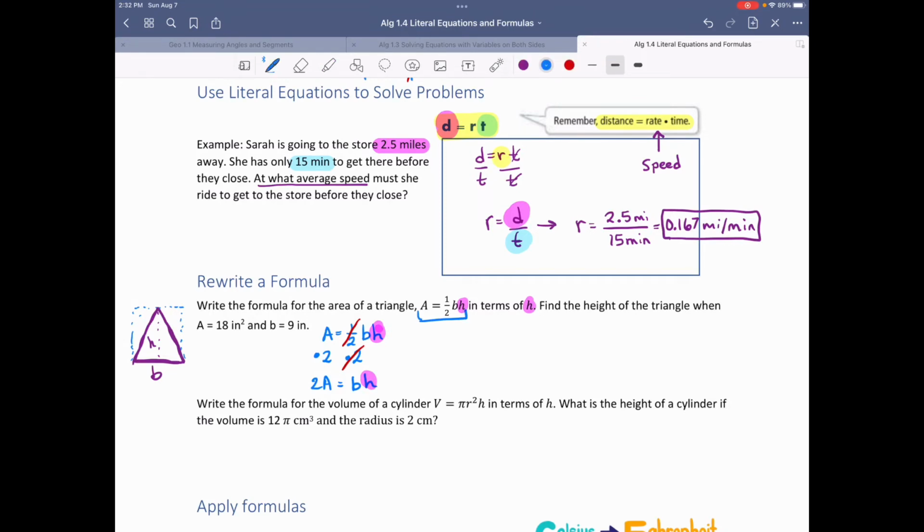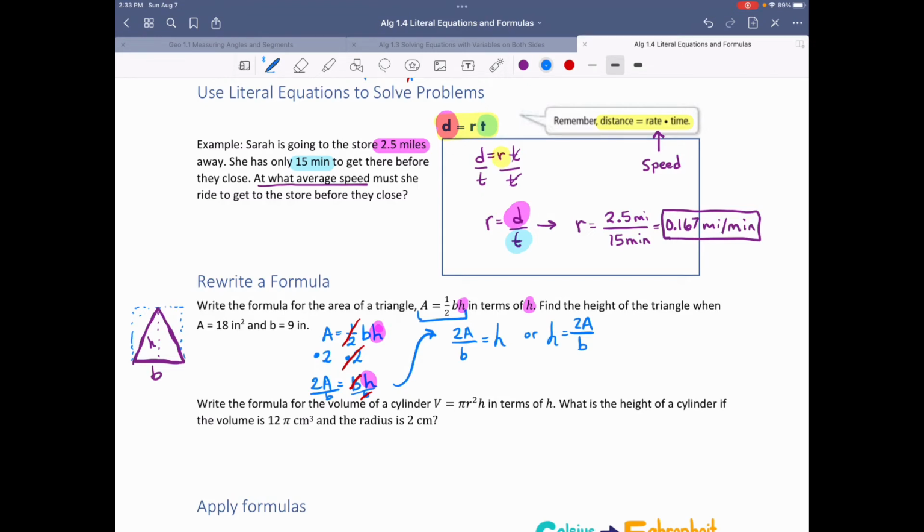So the next step would be to divide by b. So I'm going to divide by b on both sides. The b's cancel. Leaving us with 2a over b equals h. That's what we wanted. Or if you'd prefer, you can have h on the left side is equal to 2a over b. That's the first part of the problem.